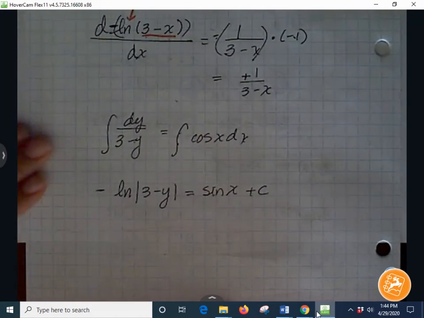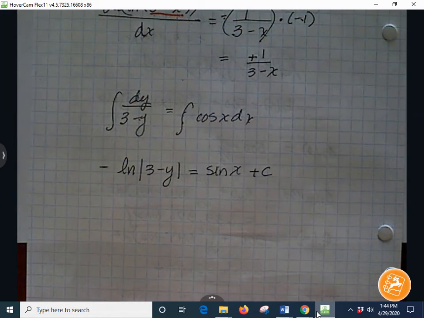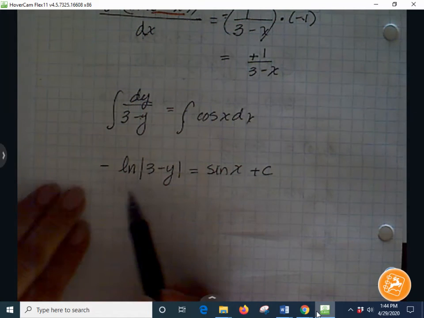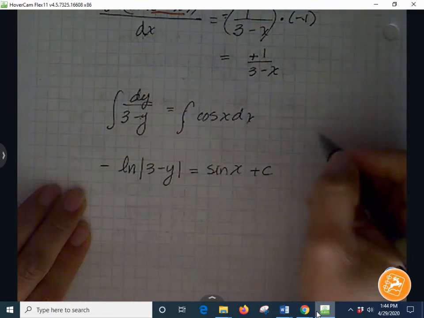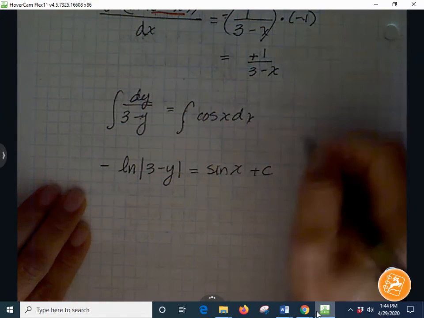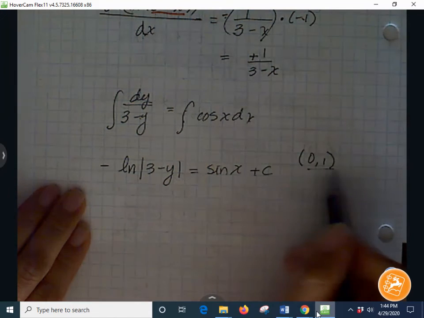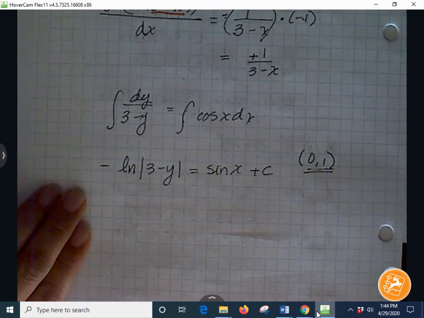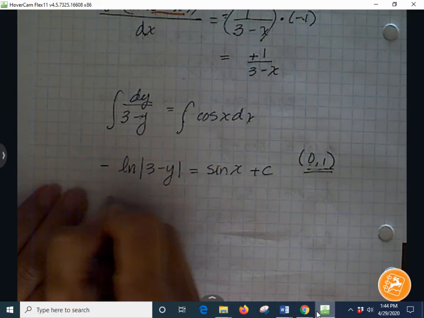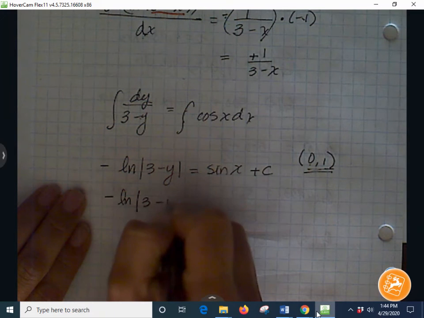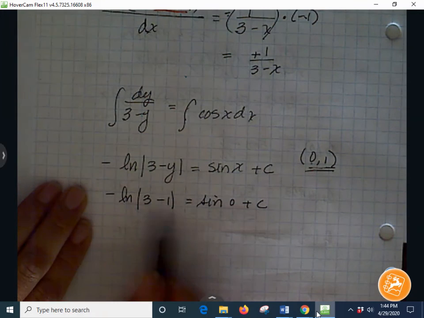Okay, so now the next part is to continue and solve for y. I will probably do more steps than they do, but that's okay. The first thing I'm going to do is use the point. What was the point that was given? It is 0, 1. So I need to find my c. I took this from part A. Okay, so I'm going to put 0 in for x and 1 in for y. So I'm going to have minus natural log of 3 minus 1 is equal to sine of 0 plus c. And so that's going to be 2.